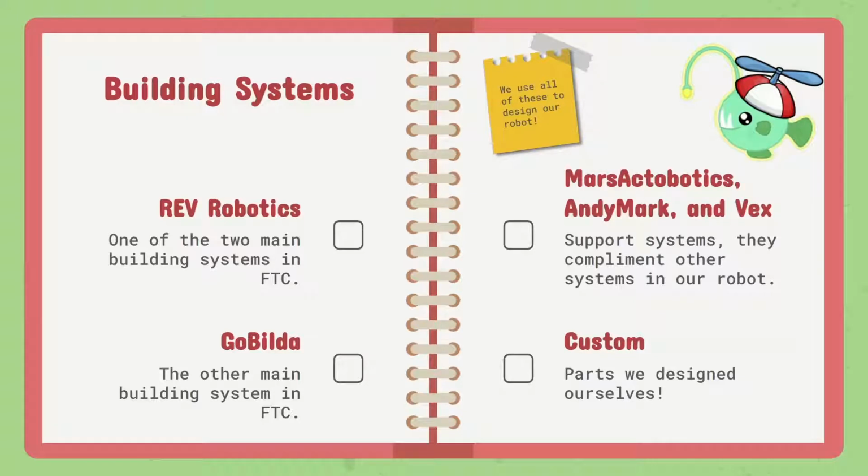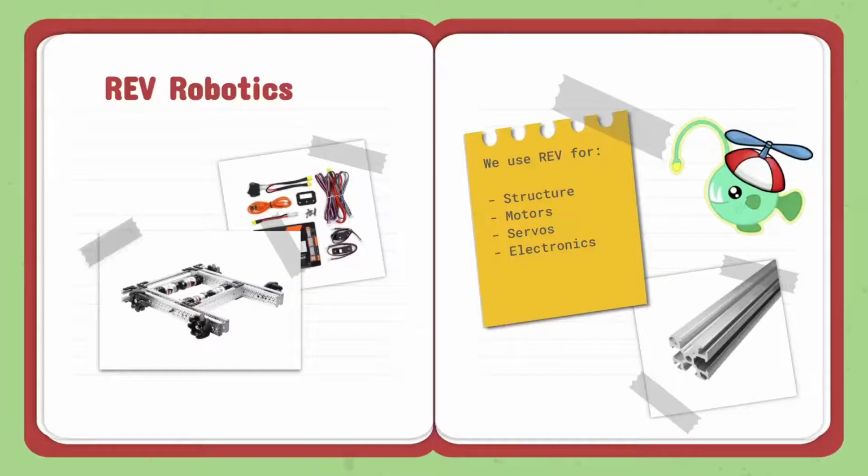So there are a bunch of different build systems. Rev Robotics is one of the two main build systems in FTC. You have GoBuilda, Actobotics, Andy Mark, and Vex. And then there's also custom, where you make your own parts. So, a big type of building system we use in FTC is Rev Robotics. We use Rev for our structures, motors, servos, and electronics.